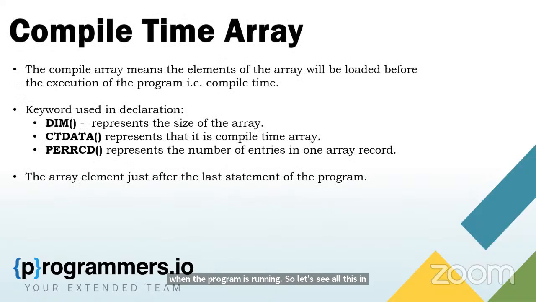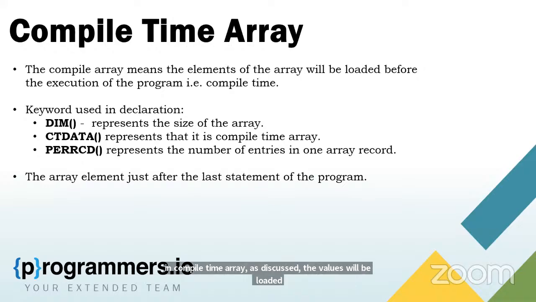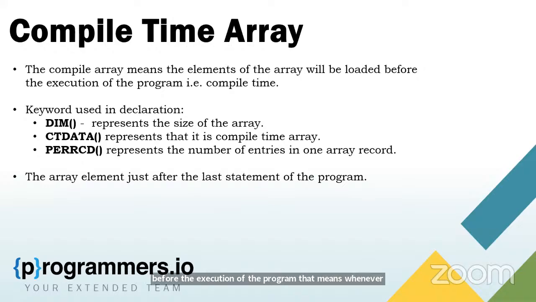So the first one is compile time array. In a compile time array, as discussed, the values will be loaded before the execution of the program. That means whenever you are writing code or compiling the source code, when the object is created, at that time the values will be loaded to the array.